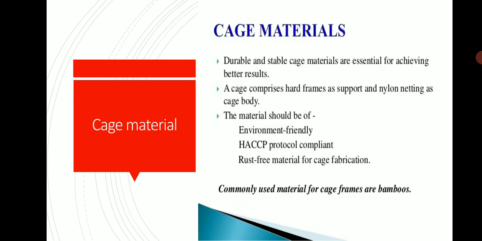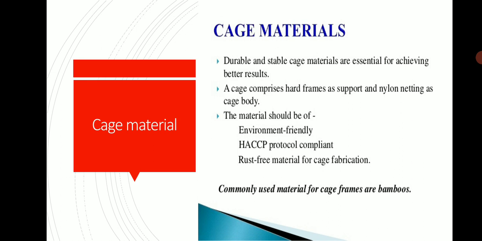Cage material. From which material is a cage made? Durable, stable cage materials are essential for achieving better results. A cage comprises a hard frame as a support and nylon netting as the cage body. Material should be environmentally friendly, HACCP protocol compliant, and rust free for cage fabrication.